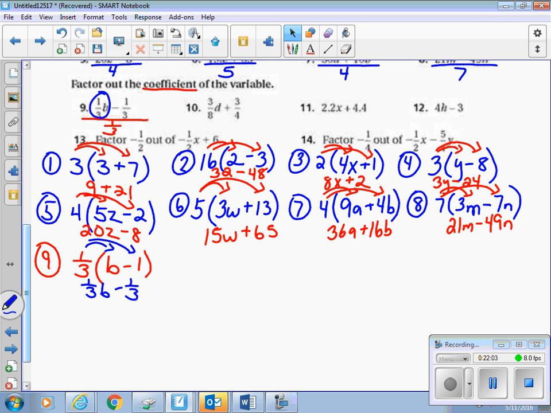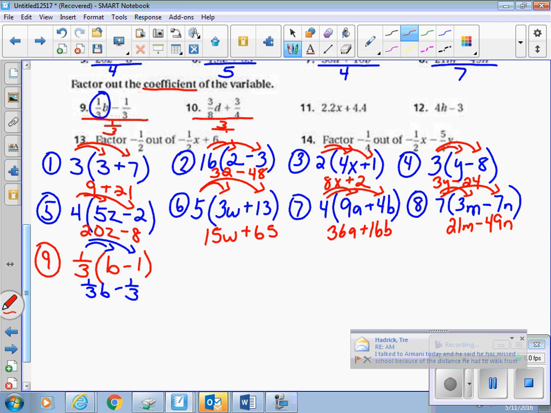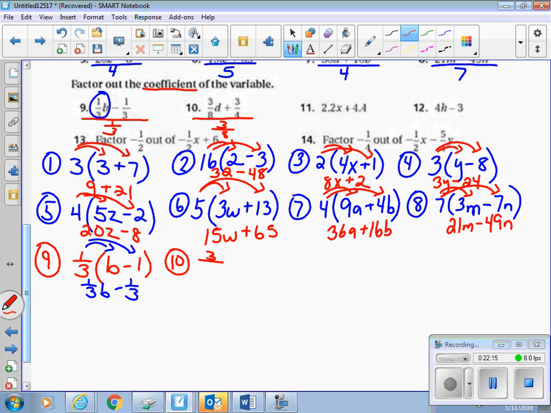So in number 10, what's attached to the variable d? 3/8 is. Therefore, we're going to factor out 3/8. And in number 10, 3/8 will be our first factor. We're going to divide everything by 3/8 to figure out our second factor. 3/8 d divided by 3/8. Anything divided by itself is 1, so we're left with just 1d, or simply d.